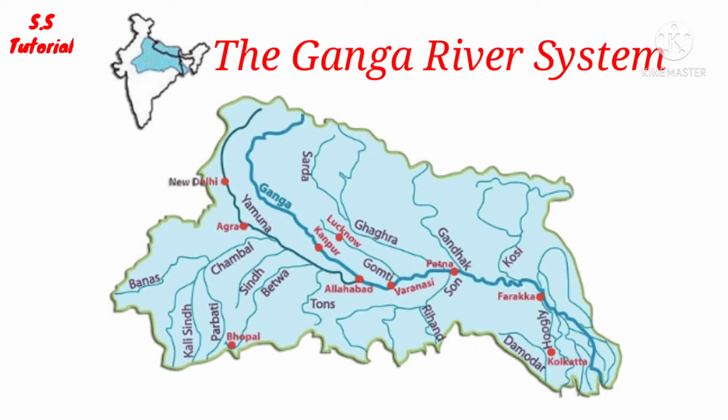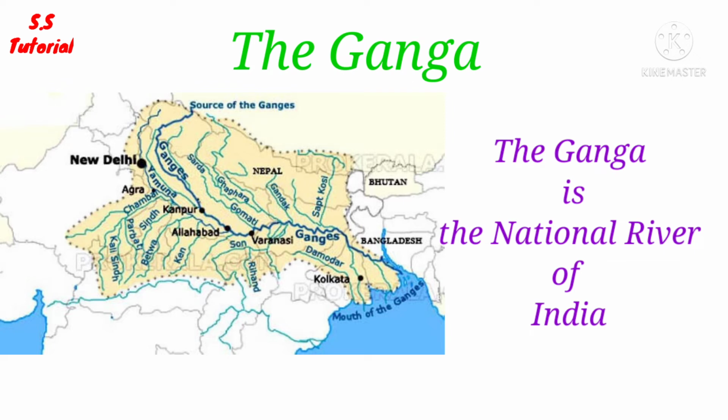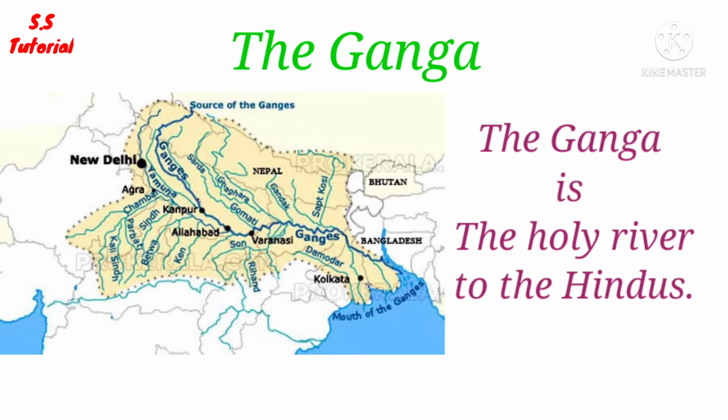The Ganga River system consists of the Ganga River and all its tributaries. Let's know about river Ganga and its most important tributaries. The Ganges, also known as Ganga, is the most important and also the national river of India. It is the most holy river to the Hindus.